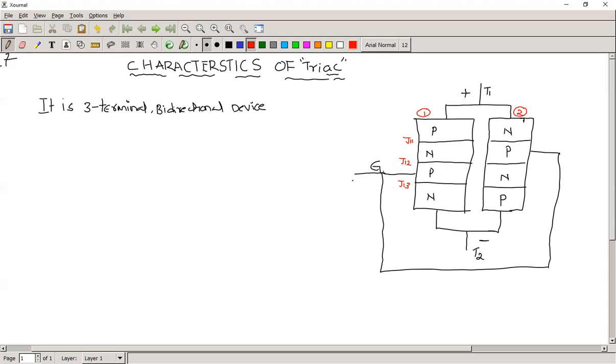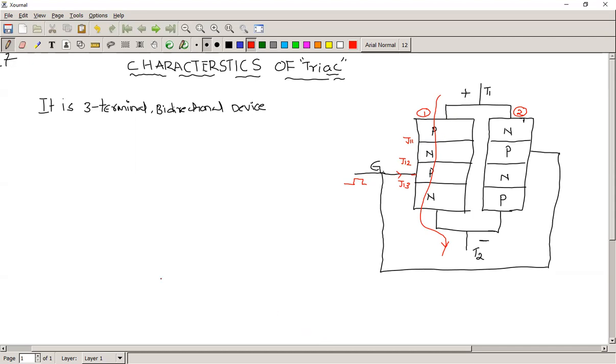If we apply the positive voltage between the gate and T2, the gate current is injected into the inner P region of the first device. There is a conduction from T1 to T2 in this manner. The current is passing from T1 to T2 through the first device.